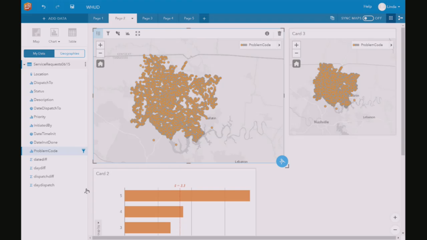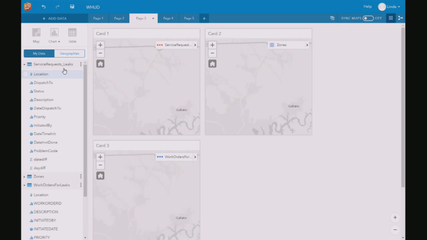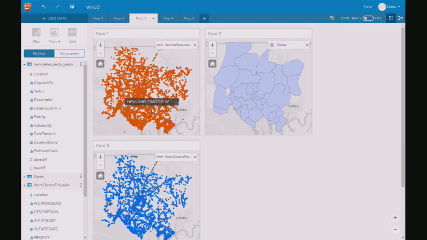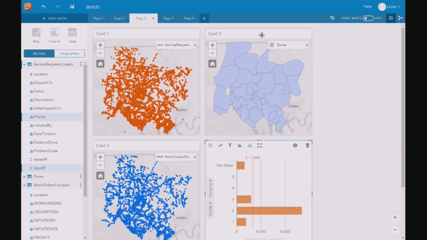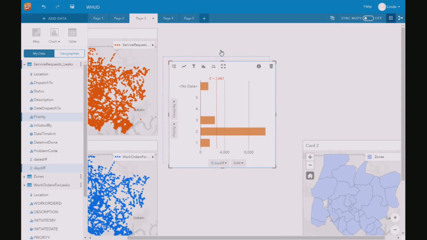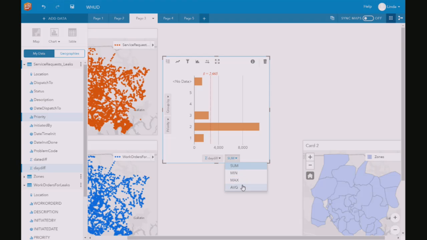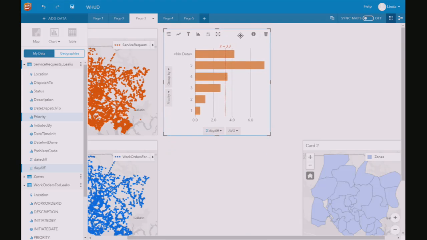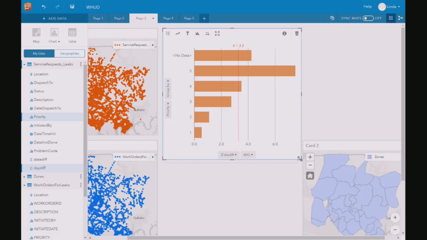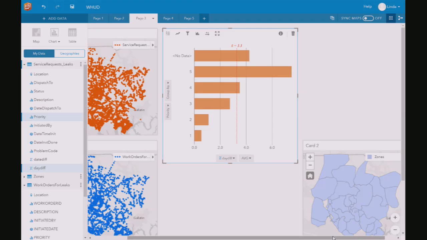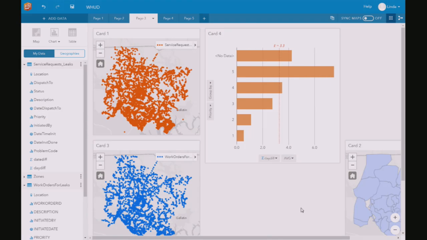So filtering out the leaks, I can then explore this leak information to understand those patterns and the response time that we're getting for leaks, because that's what we're interested in now. So let's have a look at the priorities by each one of these leaks on a chart. Again, the sum's not giving us very useful information, but if I now put that to the on average, we now are beginning to understand something interesting.